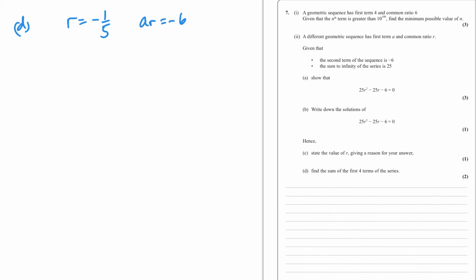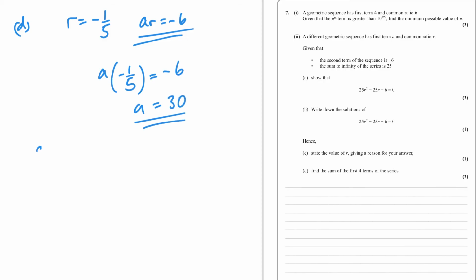So we also need to now find out our first term. So from the beginning of this bit, we had that AR was equal to negative 6. So A times negative 1/5 equals negative 6. So now we can see that A is 30. And then using my sum formula, so we want the sum of the first 4 terms. And this is going to be, I write the formula over here, it's A(1 minus r to the power n) over 1 minus r.